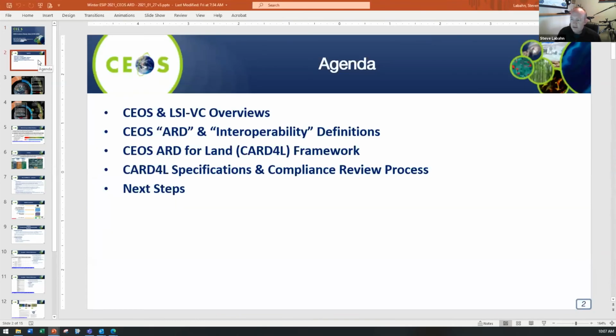So what I'd like to do is just quickly give you an overview of CEOS and what LSI-VC is. A little bit on definitions. I know this is always a big topic. And then the work we've been doing in terms of CEOS ARD for land, which we call CARD4L. A little bit more on specifications and the compliance review process that we have in place, and then just a few next steps.